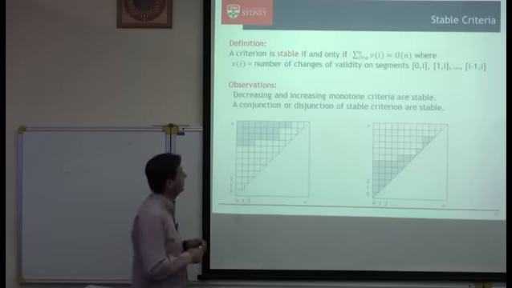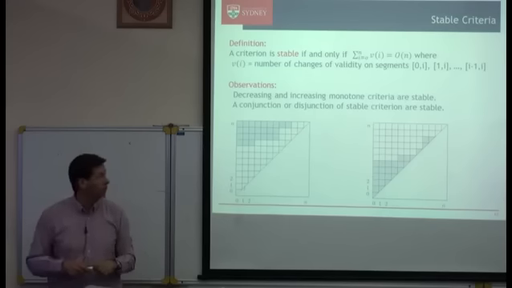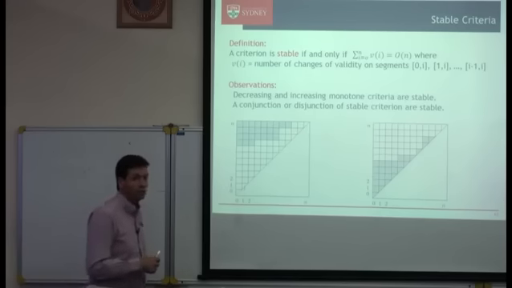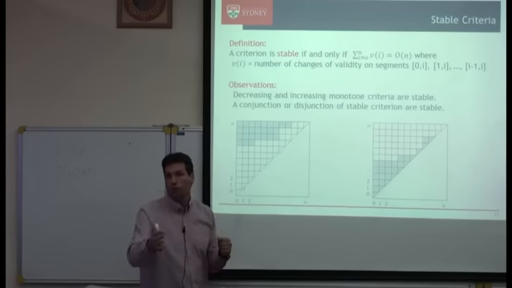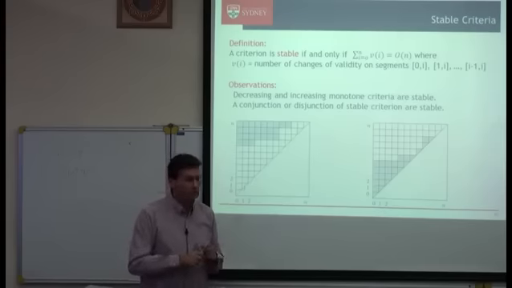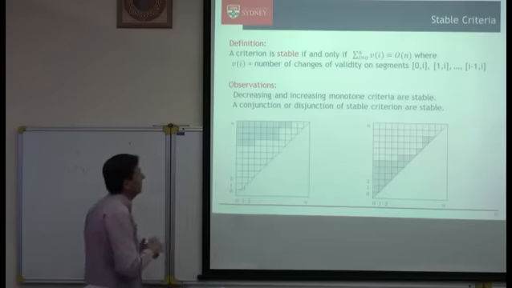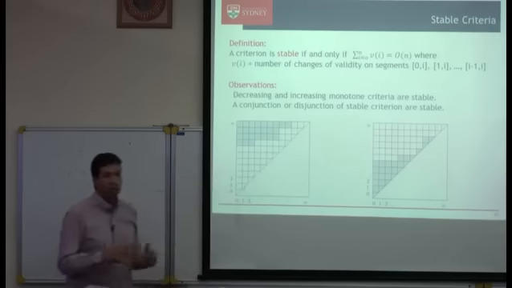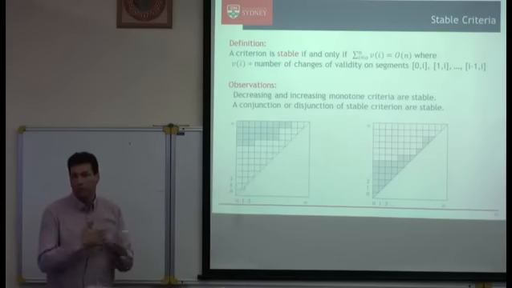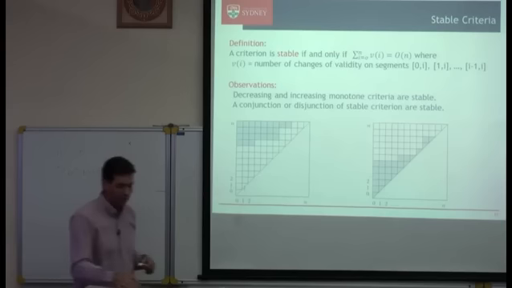So first of all, the observation says that if you have a decreasing and increasing monotone criteria, they are stable. They're always stable because they will just change once for each index, right? So it's true and then it's not true. Well, that's fine. Okay. So a conjunction or disjunction of stable criterion is also stable. Well, this is pretty easy. You can just look at overlaying them, and everything that is not true will be not true. So it will be the same bound.